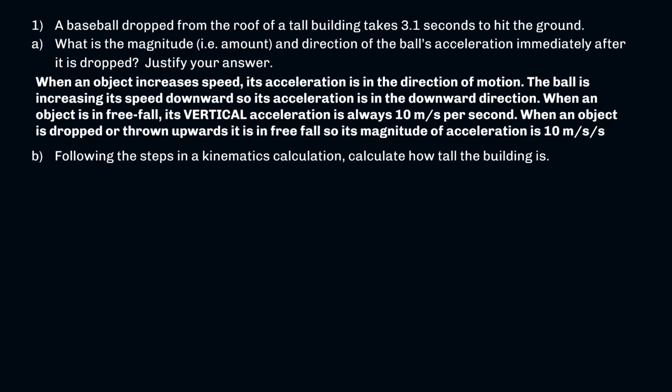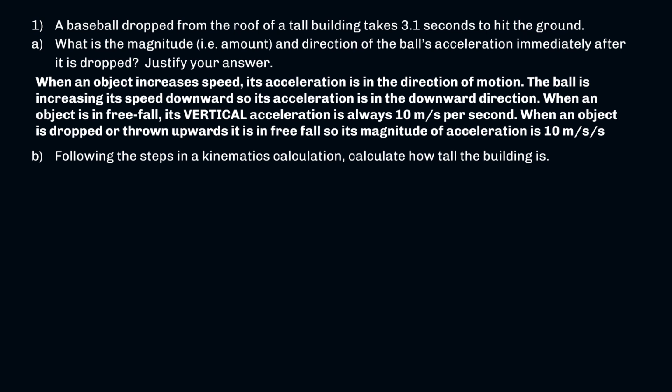So then here, part B. Following the steps in a kinematics calculation, calculate how tall the building is. So that is going to use our kinematics chart here. The first thing here, we're going to define a positive direction. Since we're working with everything going downwards, I'm going to make down positive in this situation. This just makes my life easier when having to plug negatives into the calculator. But you can make up positive and down negative. This will become important in the next example.